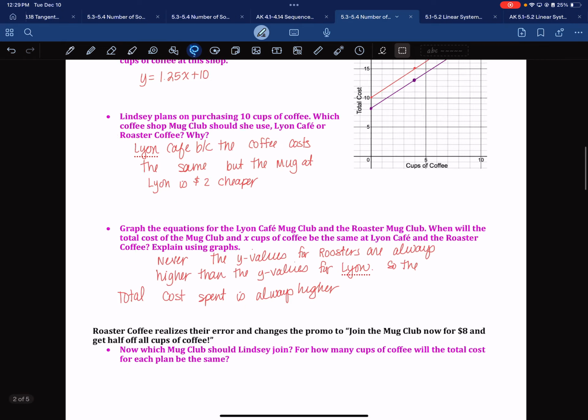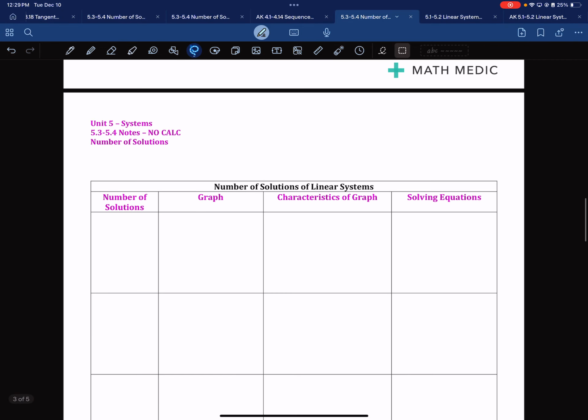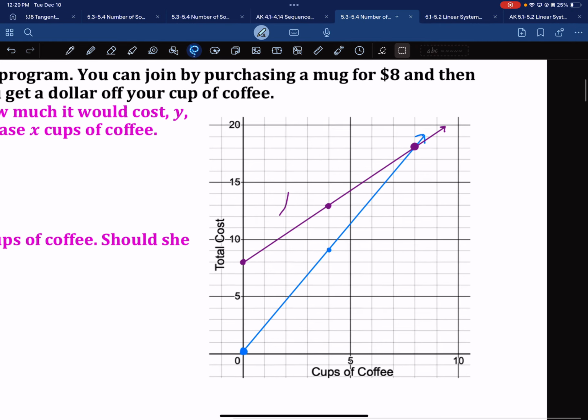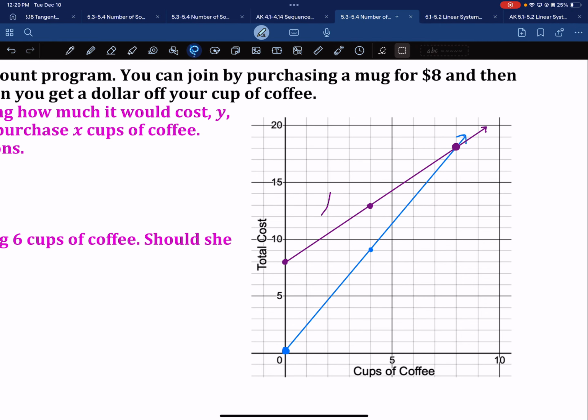Okay, so when they ended up being the same line, every cup of coffee cost the same. Every point on that line was a solution of the system, right? Does that make sense? For this first one, there was one solution, and it was where the lines intersect. Caroline found it algebraically. Tegan found it graphically.